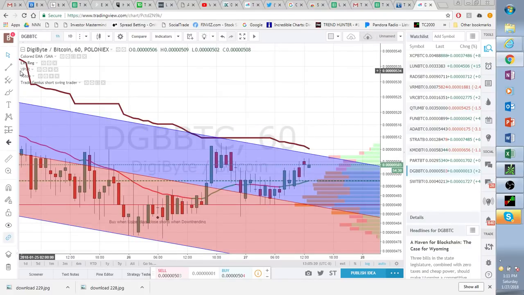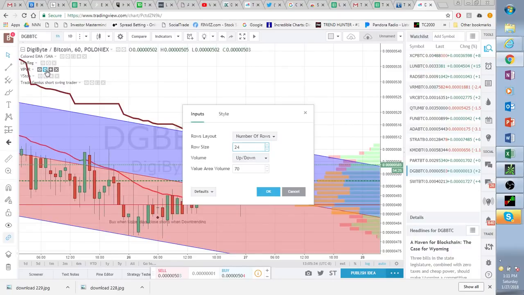The other area here is the volume, and let me show you the format and where to get it. I have number of rows at 24, and it's going to show up and down volume, and the value area is 70%. You can read up on volume profiles, but I show the profiles and don't show the value ranges, because it clouds up my system. When I trade futures I look at it, but not for the cryptos.